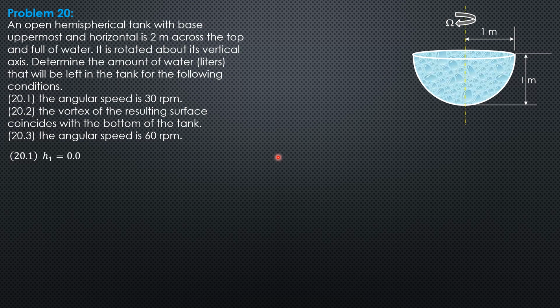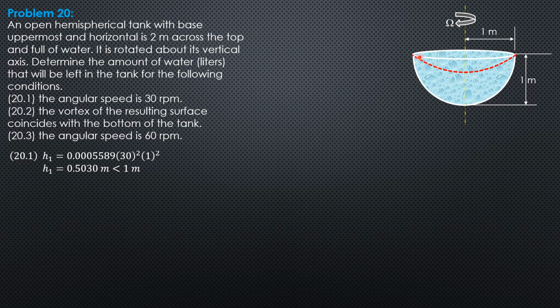H1 equals 0.0005589 omega square, 30 square, radius 1 square. So H1 is 0.503 meter, which is less than 1. Therefore, the parabolic surface will just be above the bottom.